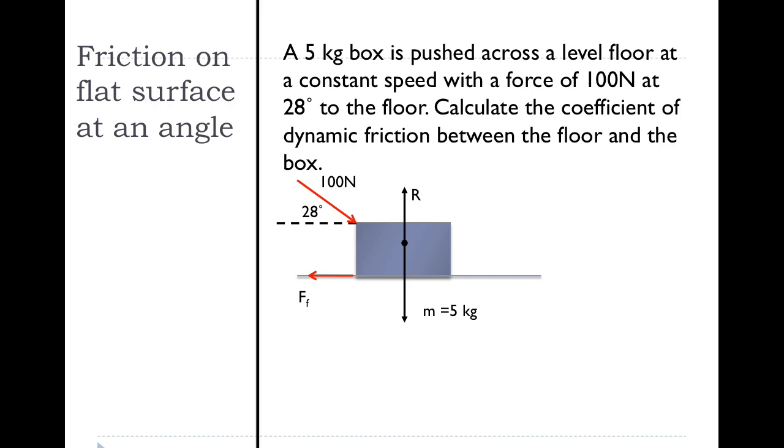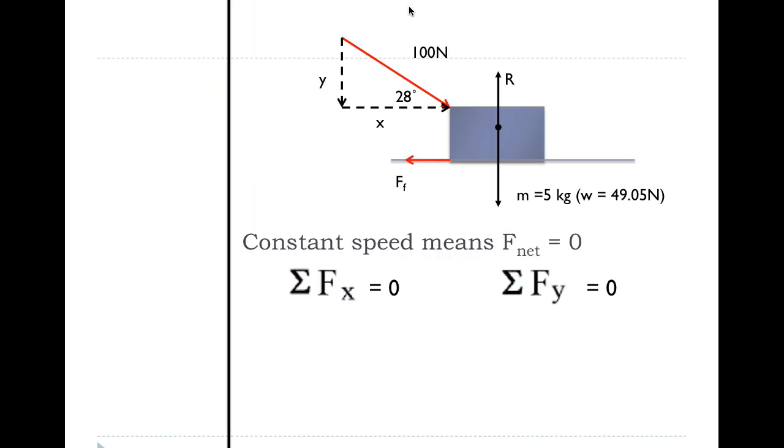Here is my diagram with all of my information, and let's go ahead and solve. So here's what I have. Everything is here, and I've also already solved for the weight. So the weight is 49.05 newtons. One thing to note is that because this problem specifically stated that the speed is constant, we know that the net force is going to be 0, and that is going to be in my x components as well as my y components. So the sum of all of my vectors for x will equal 0, and the sum of my vectors for y will also equal 0.